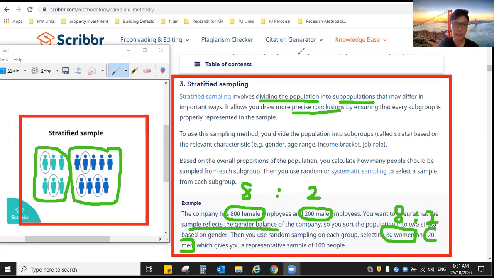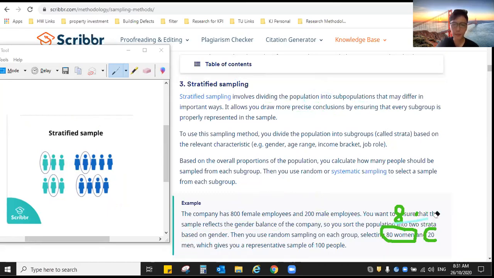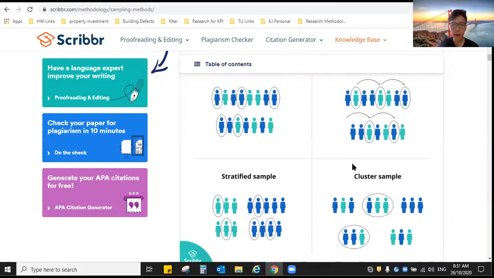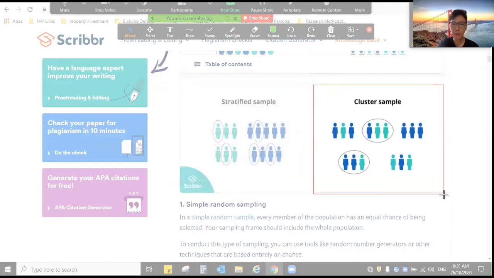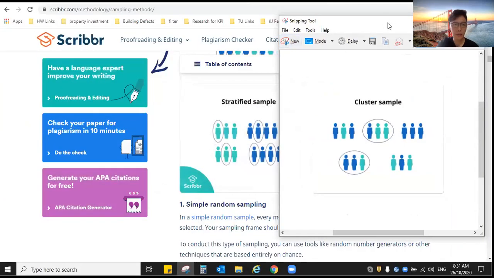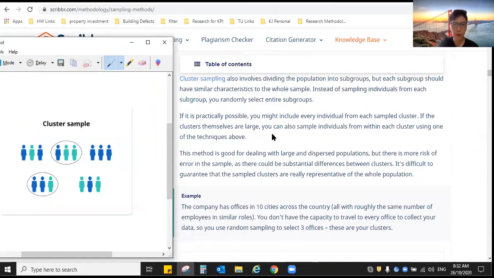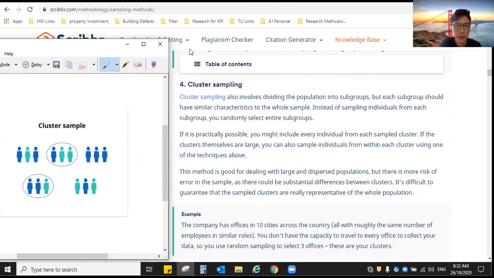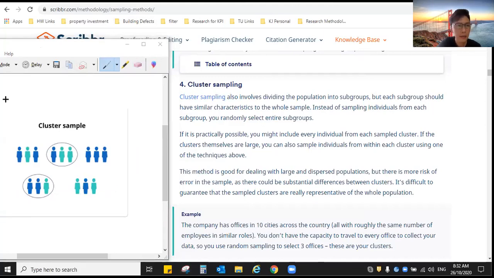Okay, stratified clear. So next, let me snip again, a new one. I snip cluster. Okay, this is cluster. Then I go to cluster sample, the last one, cluster sample.